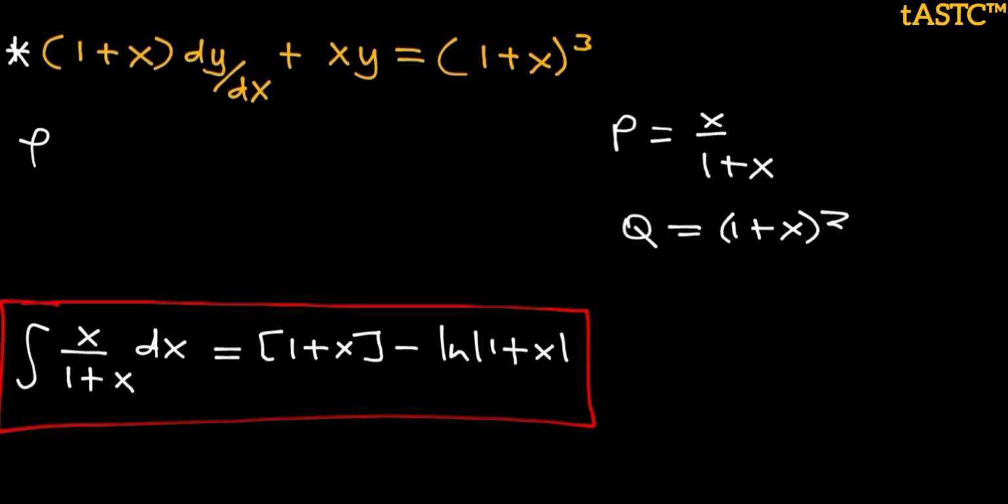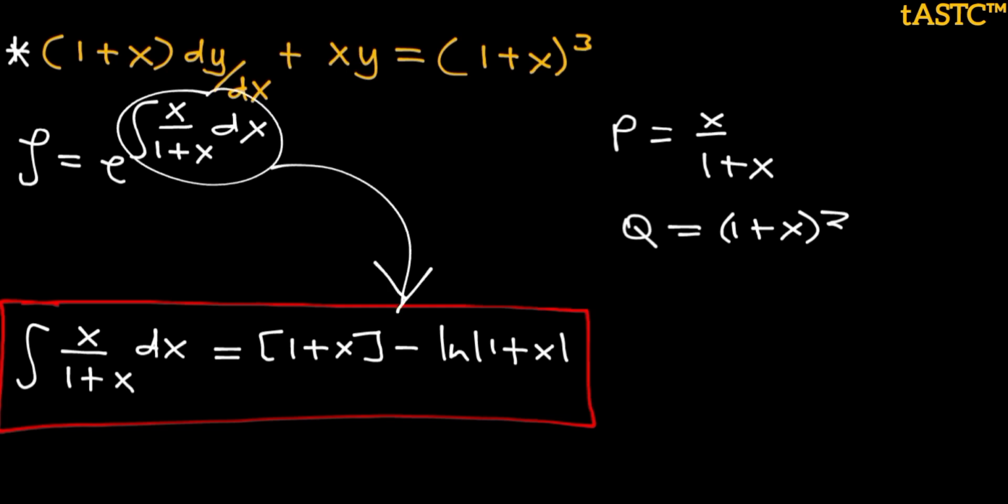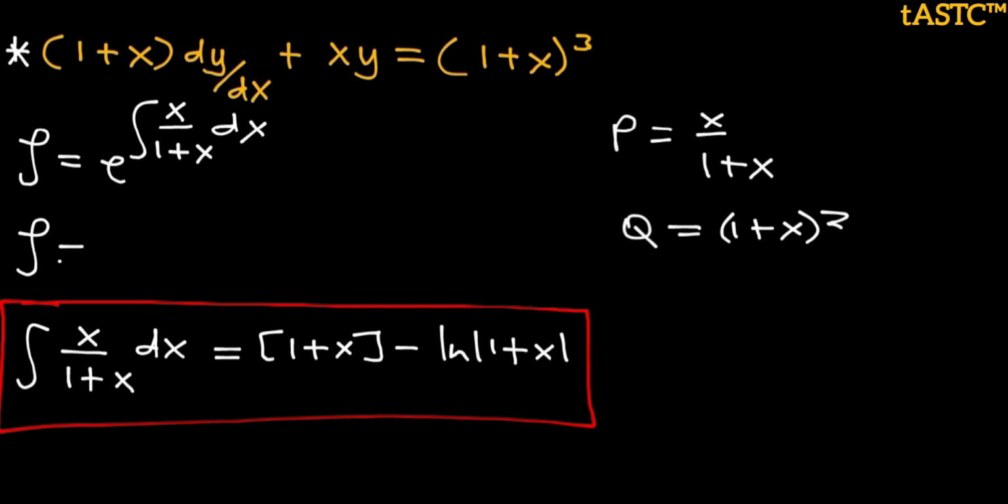We said the integrating factor was e to the integral of x divided by 1 plus x dx, right? Now we have this to be equal to this stuff, so we would actually need to work it out. So rho is equal to e raised to the power of 1 plus x minus ln 1 plus x.